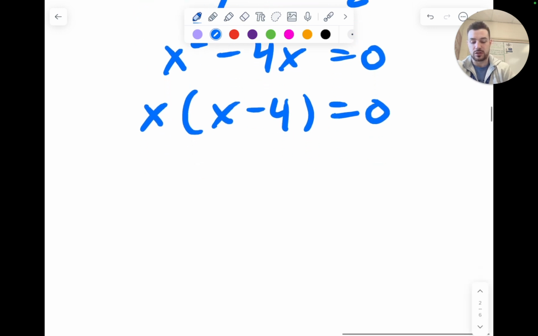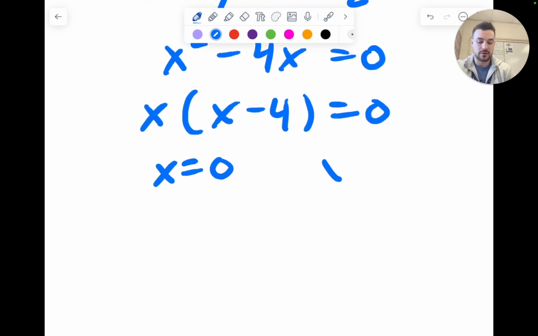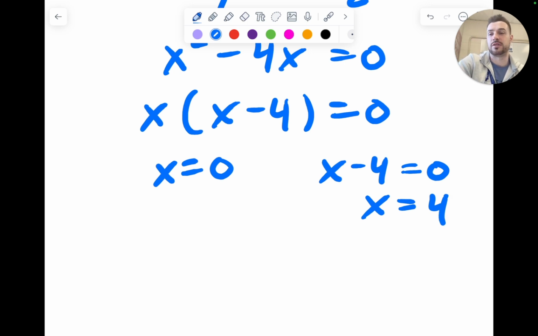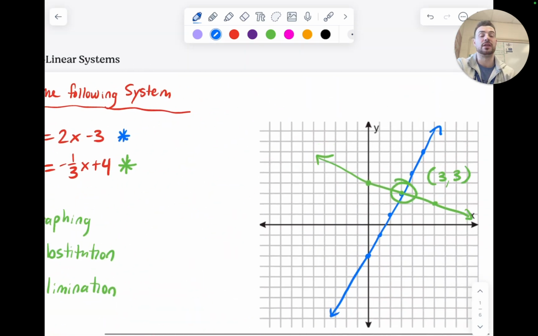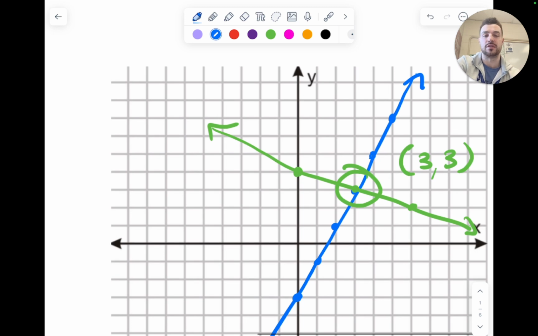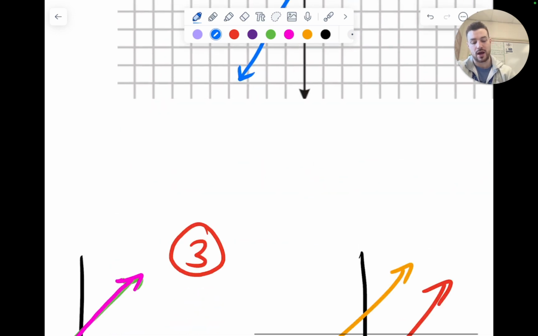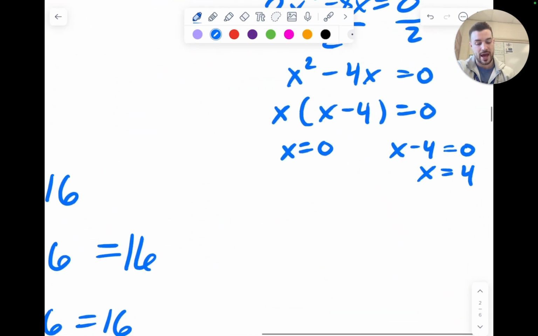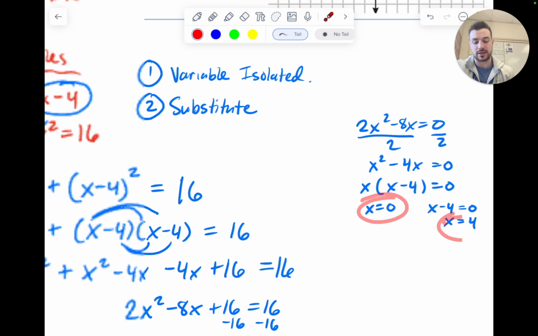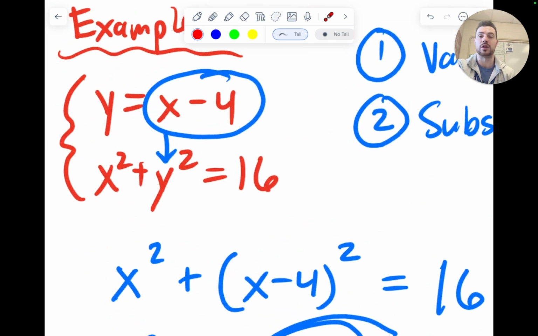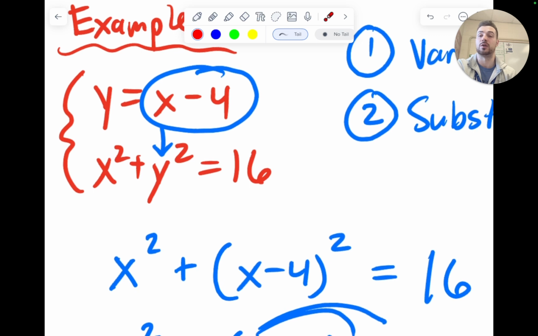And now set each one of my factors equal to 0 and solve. I end up with x equals 0 and x equals 4. Now, if we think back to what we were doing above, we are looking for points of intersection. If they're intersecting at a point, then that means there is an x value and a y value. So if I have the x values, all I need to do is take these and plug them into one of my original equations to find the corresponding y value.